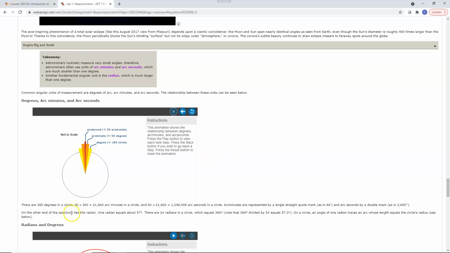Now, there's 360 degrees in a circle, 21,600 arc minutes in a circle, and 1,296,000 arc seconds in a circle. Now, on the other end of the spectrum lies the radian. A radian is about 57 degrees. There are 2 pi radians in a circle. So if you take that and divide it out, the radian actually equals 57.3 degrees.